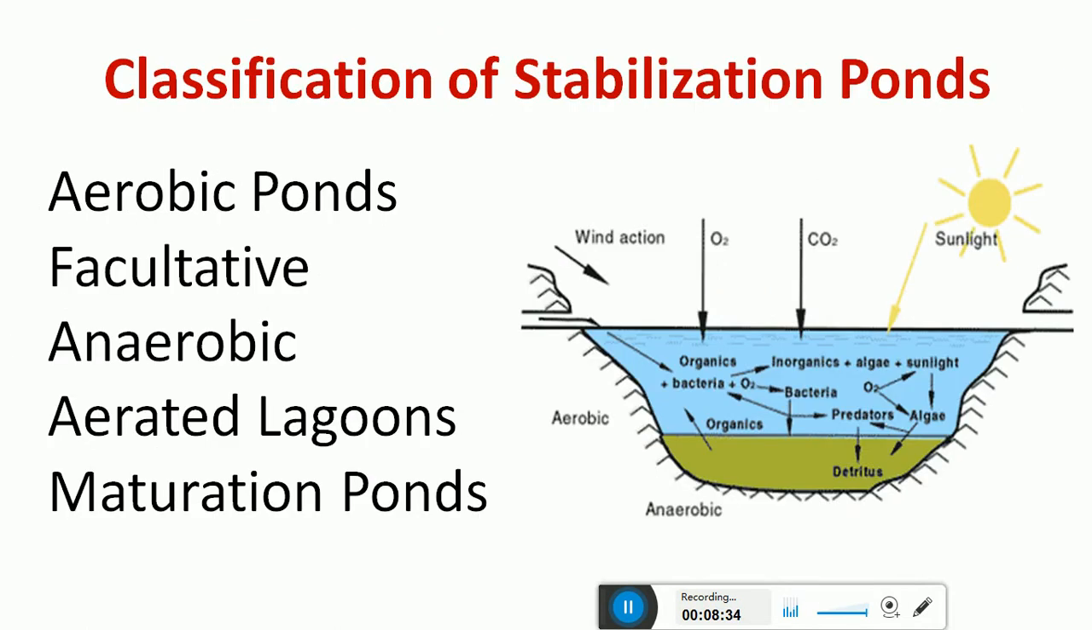Okay. So based on the aeration process, these ponds are further classified as aerobic ponds, facultative ponds, anaerobic ponds, aerated lagoons, and maturation ponds. Based on the availability of oxygen, they are classified into these three types, and these maturation ponds are the ones which we usually provide at the end of the secondary treatment methods in case of sewage treatment.